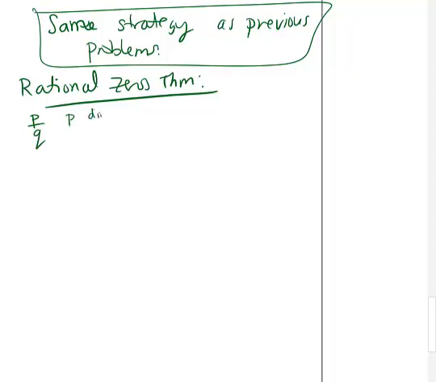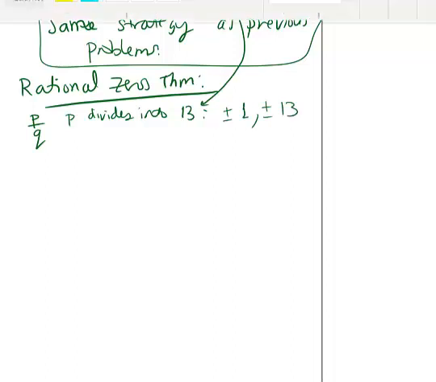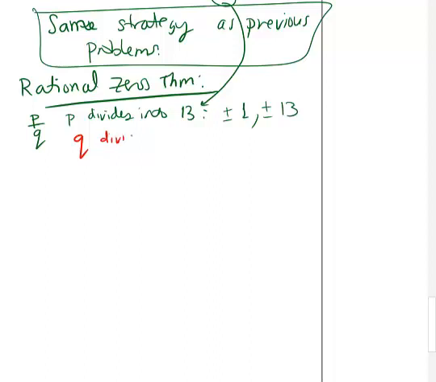Okay, and P should divide into the constant term, which in this case is 13. That's kind of nice because actually not a lot divides into 13, right? 1, negative 1, 13, negative 13. So that's not so bad. And then Q must divide into the leading coefficient, which is 1, this guy's coefficient. But the only thing, like we've seen before, that divides into 1 is 1 or negative 1.